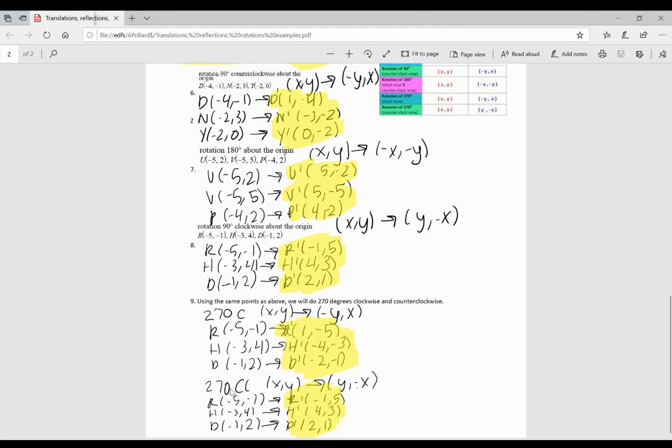And as you can see, the 270 counterclockwise is the same as the 90 degrees clockwise, so you get the same exact answers. So if you have any questions throughout the review, just email me and we can go through it.